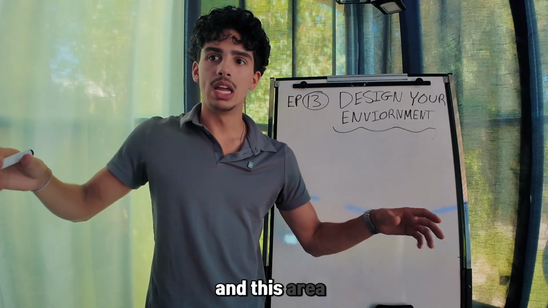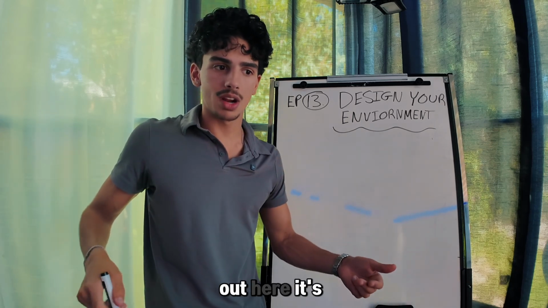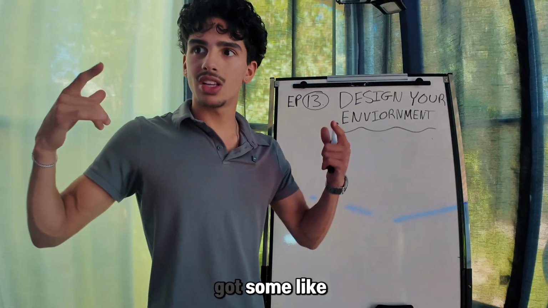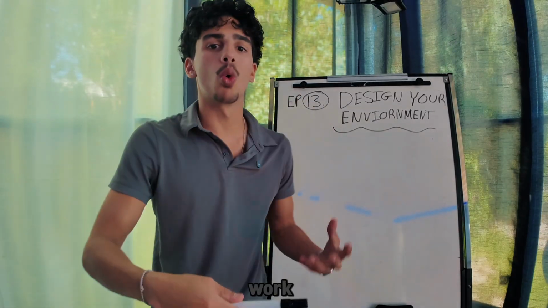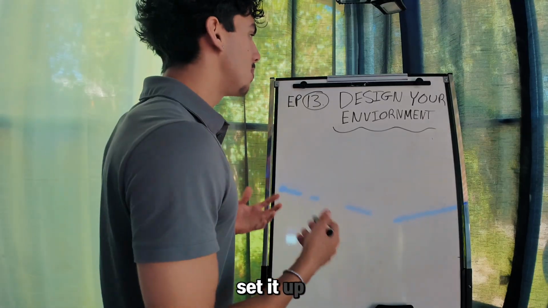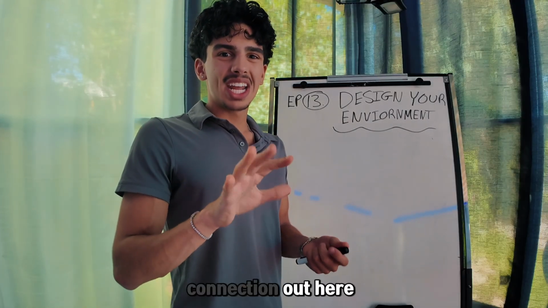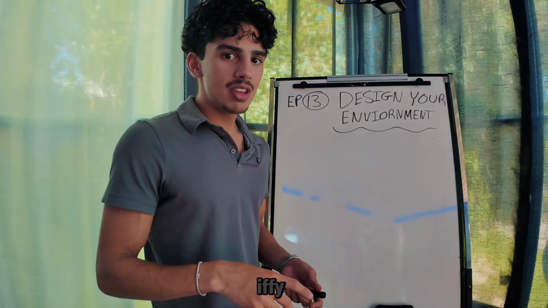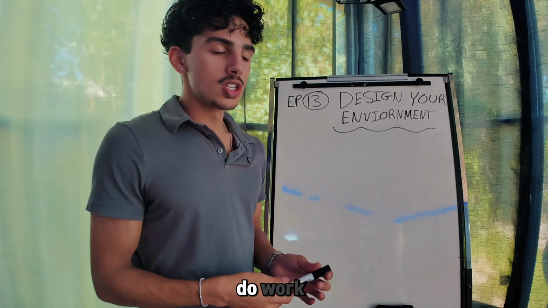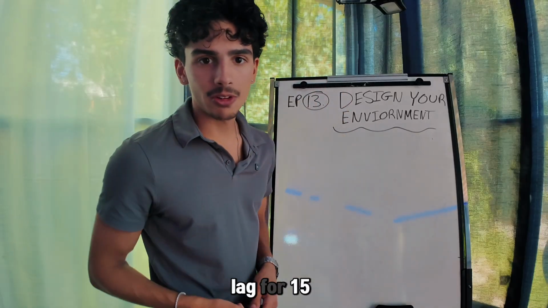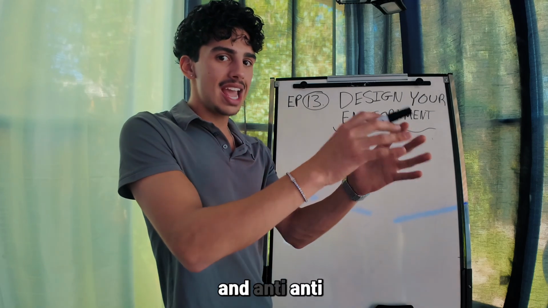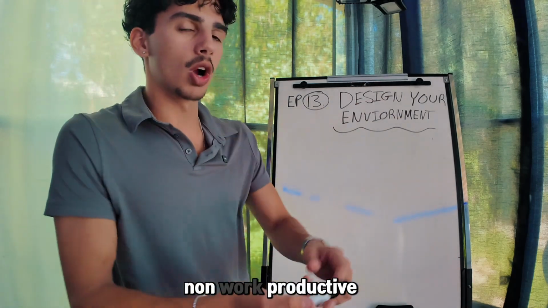In this area, my brain automatically kicks into work mode when I get out here. It's like, okay, it's time to record. Got the whiteboard out here, we've got the couch, and we've got some light music going in the background. It's time to work. My brain only knows for this area, work. That's all it knows. And I've set it up so that the Wi-Fi connection out here is kind of iffy if I'm trying to watch videos, but it's more than enough if I need to do work. So I can't really sit and scroll. The reels will lag for 15 seconds. I've designed my environment to be work productive and anti-non-work productive.